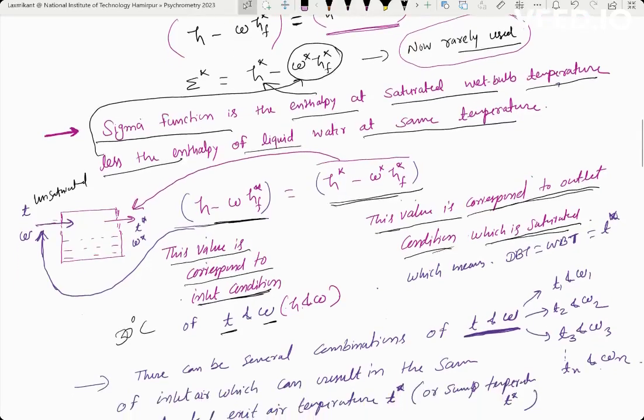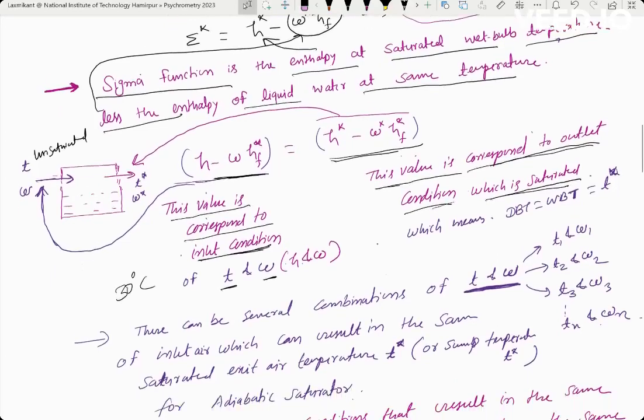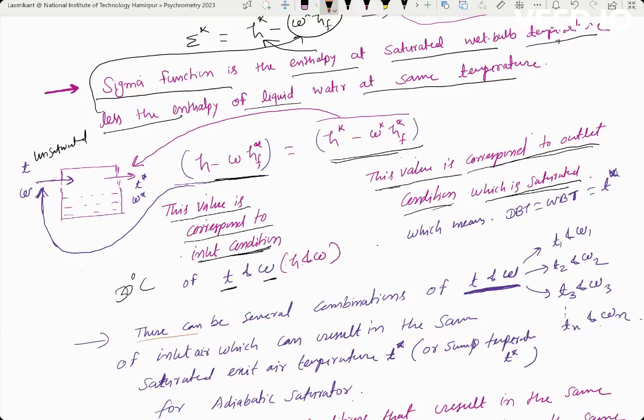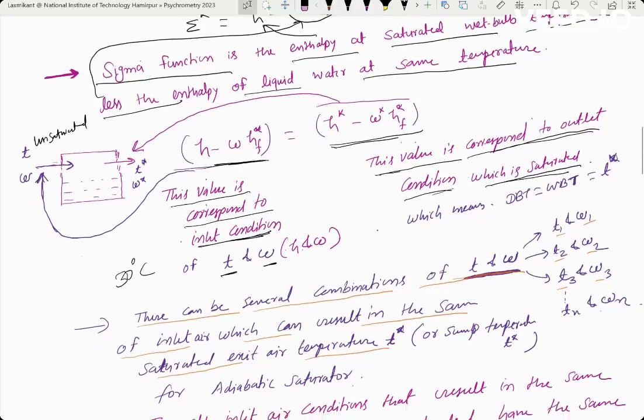Now here it is written that there can be several combinations of T and omega. It may be T1 omega 1, T2 omega 2, T3 omega 3 or Tn omega n of inlet air which can result in the same saturated exit air temperature T star for an adiabatic saturator. So what is the meaning of this sentence? We may have different inlet conditions T1 omega 1, T2 omega 2, T3 omega 3, T4 omega 4, and many inlet conditions, which all give the same outlet condition T star.